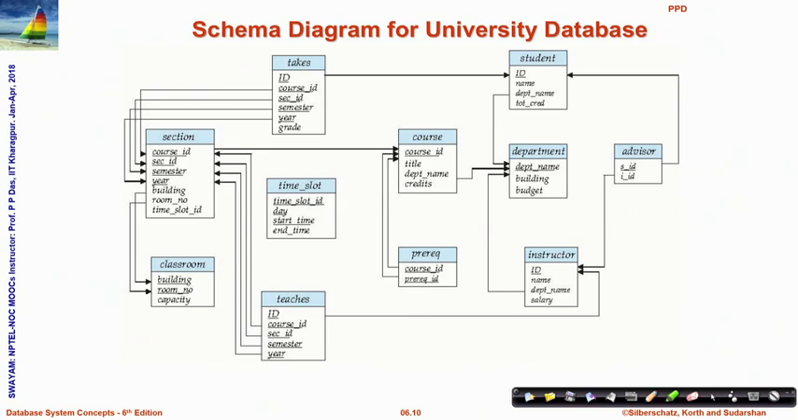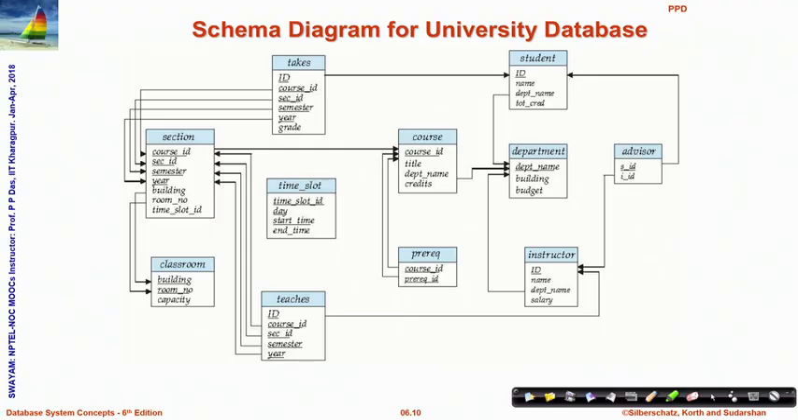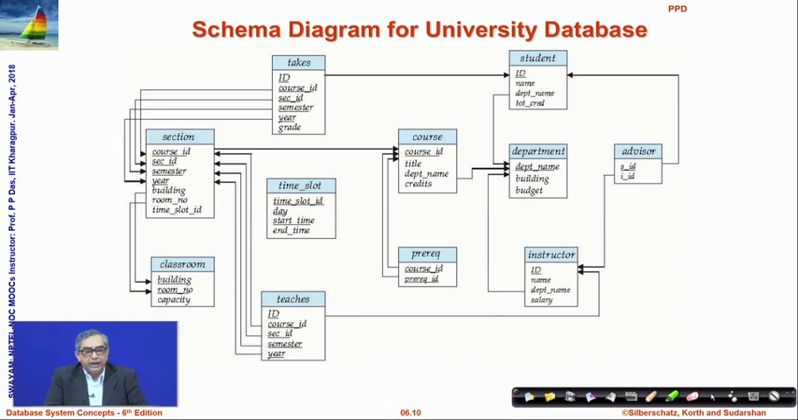Given all these domain types, here is a schema for the university database, which has multiple different relations, showing the attributes and marking out what are the keys and what are the foreign keys. So, we would take examples of some of these and try to code them in SQL.